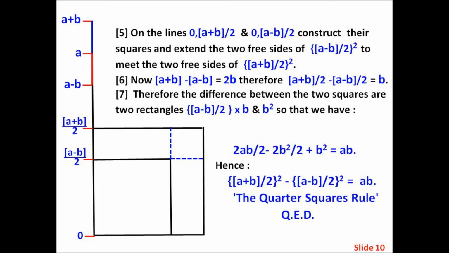2AB all divided by 2 minus 2B squared all divided by 2 plus B squared equals AB. Hence, A plus B all divided by 2 all squared minus A minus B all divided by 2 all squared equals AB. The quarter squares rule. QED.